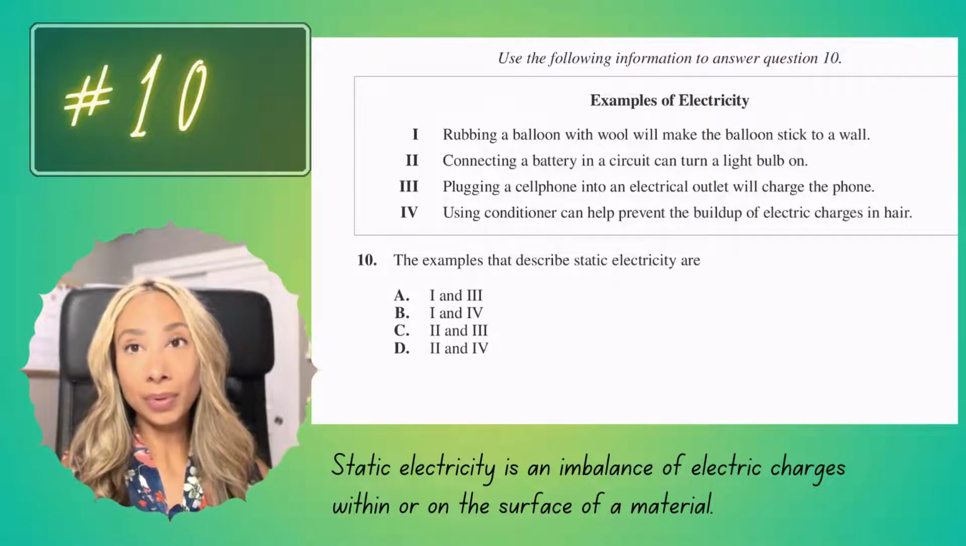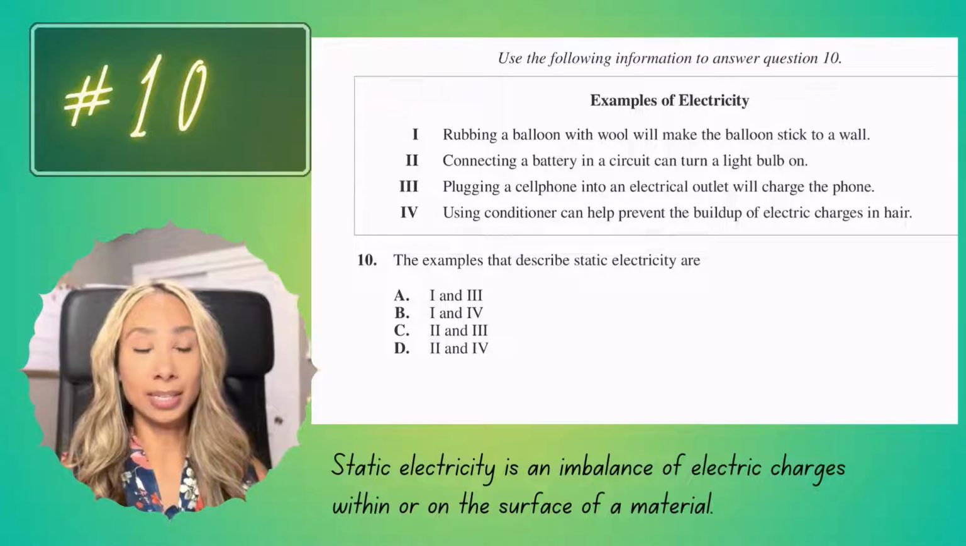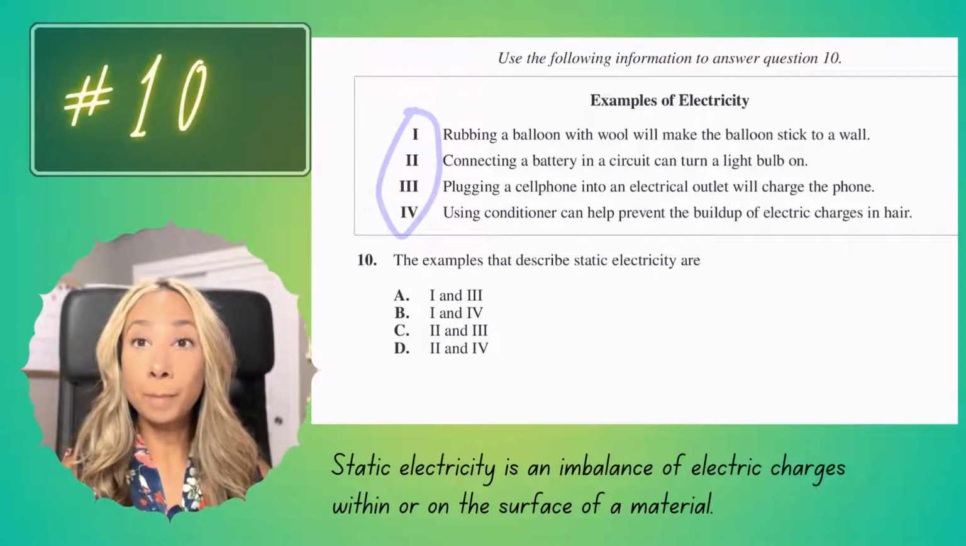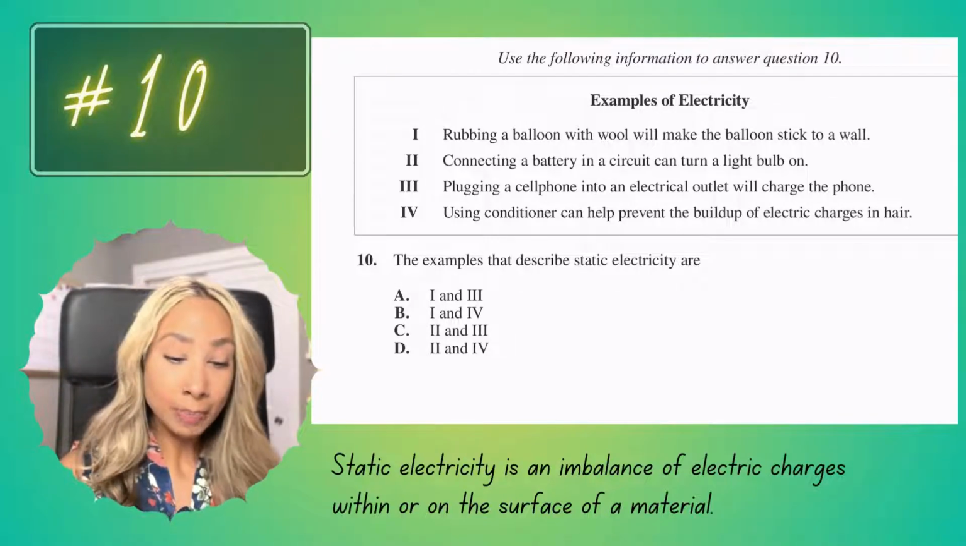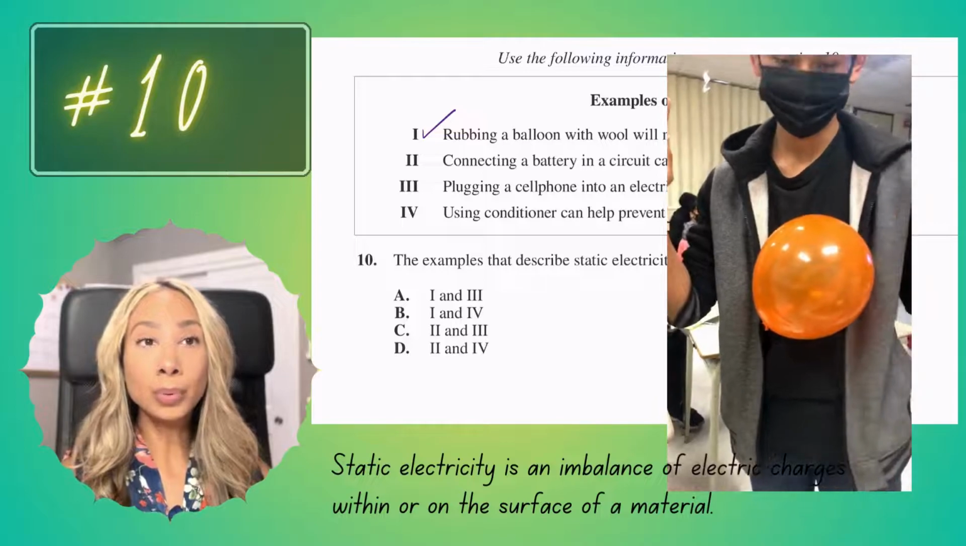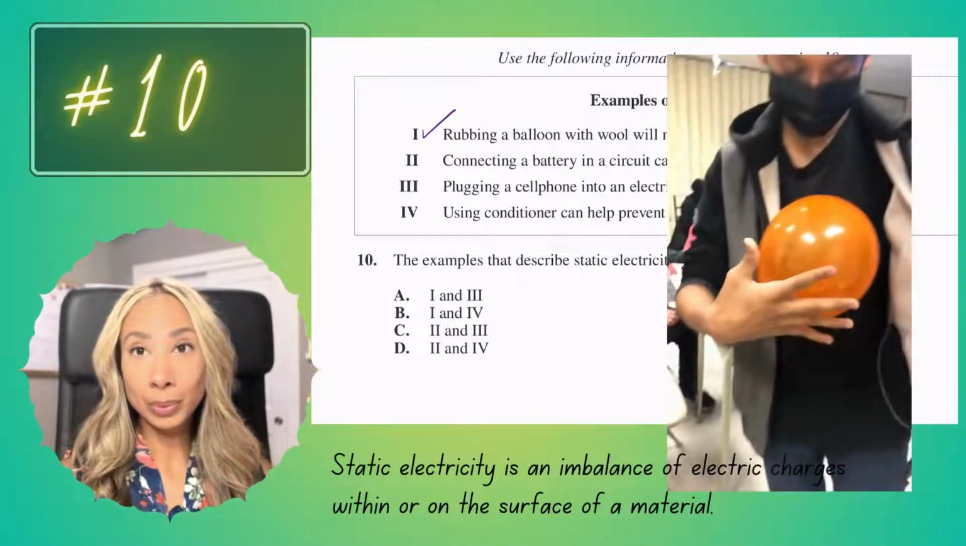And I'll also leave a video in the description that you can watch that fully goes through and describes what static electricity is. So we need to decide out of these options, which one would result in an unbalanced set of charges. So for sure, option A, I talked about that earlier, rubbing a balloon. In this case, it's not on your hair, but it's with wool.